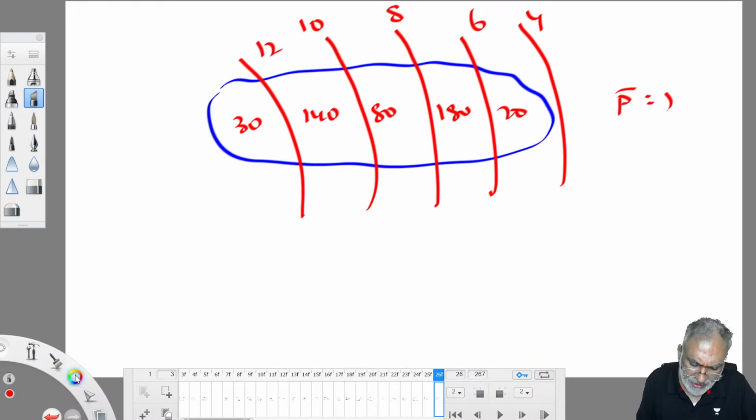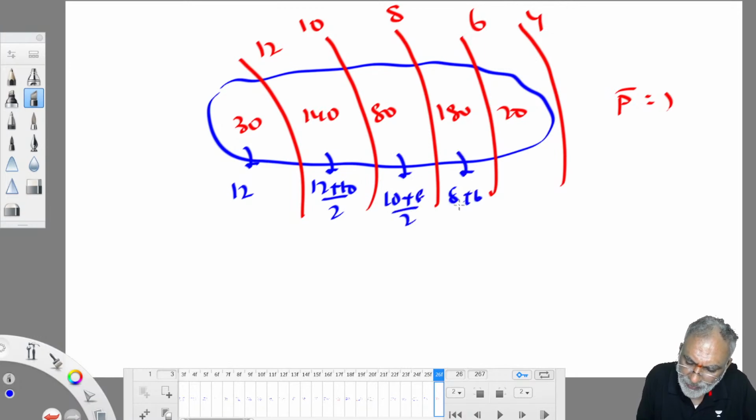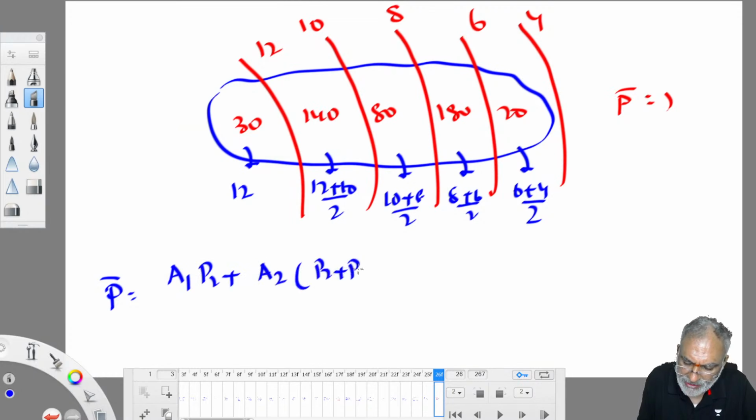What is mean precipitation? He is asking. Whenever it is given like this, what is the rainfall in this portion? 12. Rainfall in this portion is 12 plus 10 by 2. In this portion 10 plus 8 by 2, then 8 plus 6 by 2, then 6 plus 4 by 2. Whenever it is not enclosed at the extreme corner, the nearest isohyetal value is taken as rainfall. So it is A1 into P1 plus A2 into P2 plus P3 by 2 and so on, up to A(n-1) into, like that. Understood now?